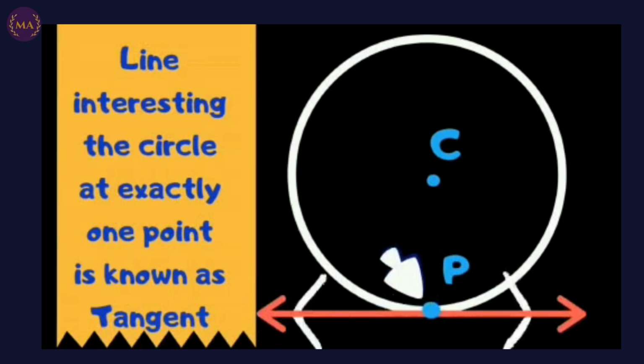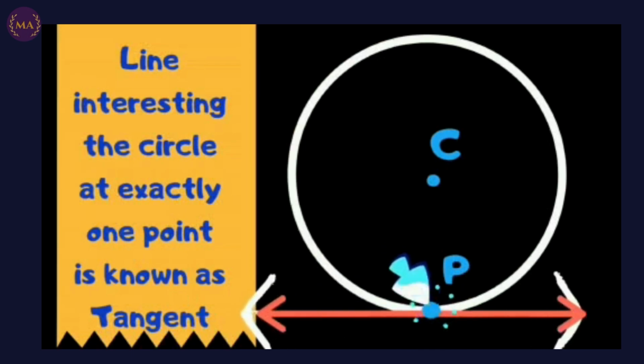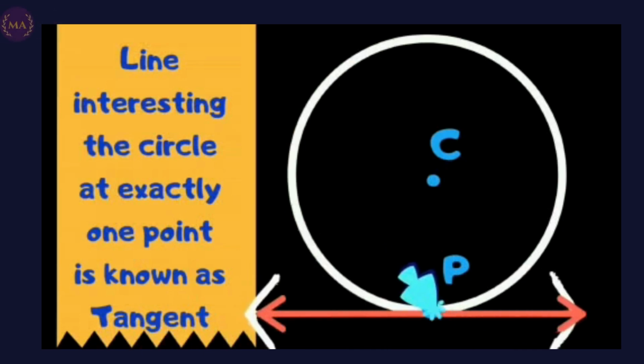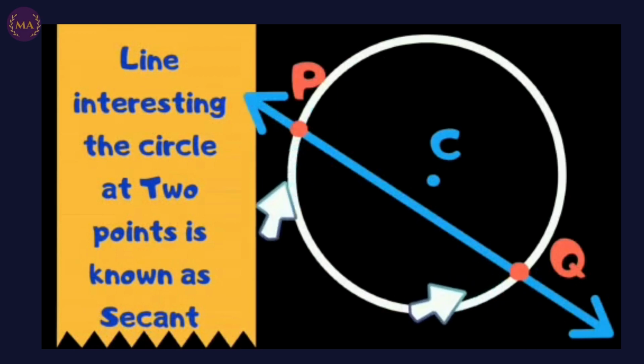Here a line is intersecting the circle at point P, and it is intersecting the circle at exactly one point, so we are going to call it a tangent. Okay, a line intersecting the circle at two points is known as a secant.